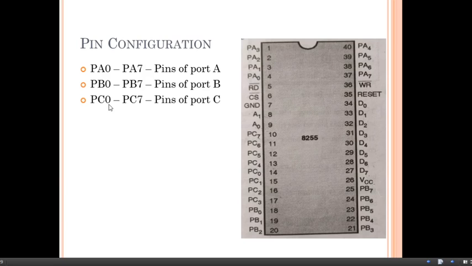Next is PC0 to PC7. These are port C pins. Here we can observe PC0, PC1, PC2, PC3. So from pin number 14 to 17 and PC4, PC5, PC6, PC7, that are pin number 13 to pin number 10. These are 8-bit bidirectional input-output pins for port C.